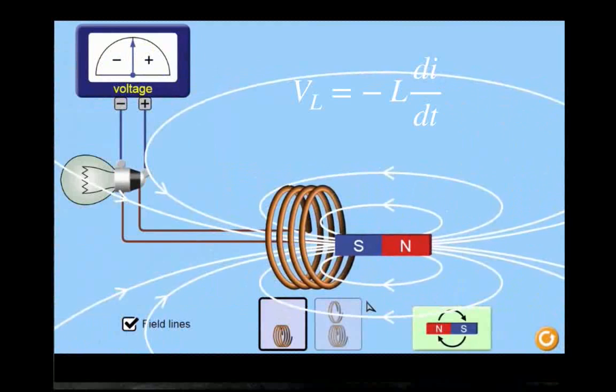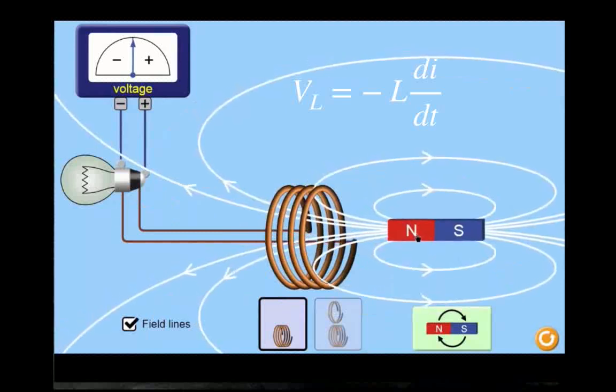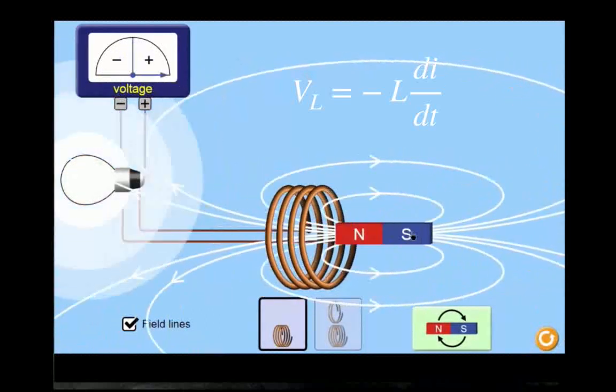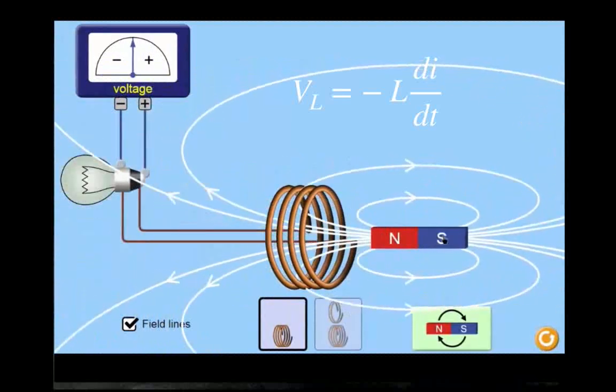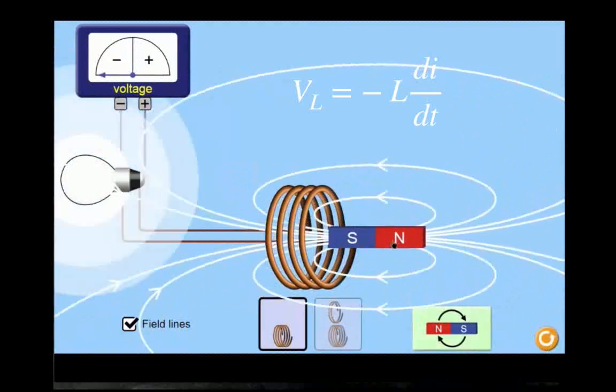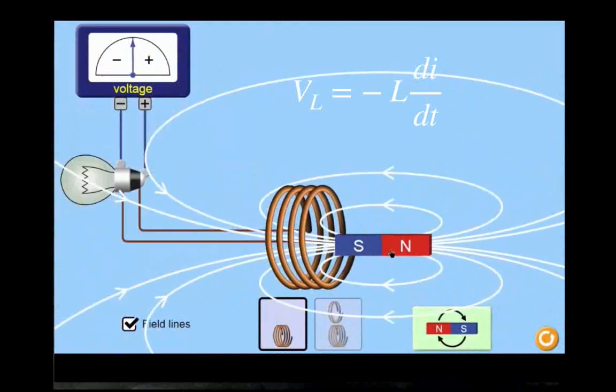We approach the coil with a magnet. As the magnet is moving towards or away from the coil, current runs through the circuit, and the bulb lights up and the voltmeter registers voltage. As we approach the magnet, we are effectively changing the magnetic flux going through the coil. Then the coil generates a voltage, denoted here as V sub L, across the inductor, which lights the bulb.